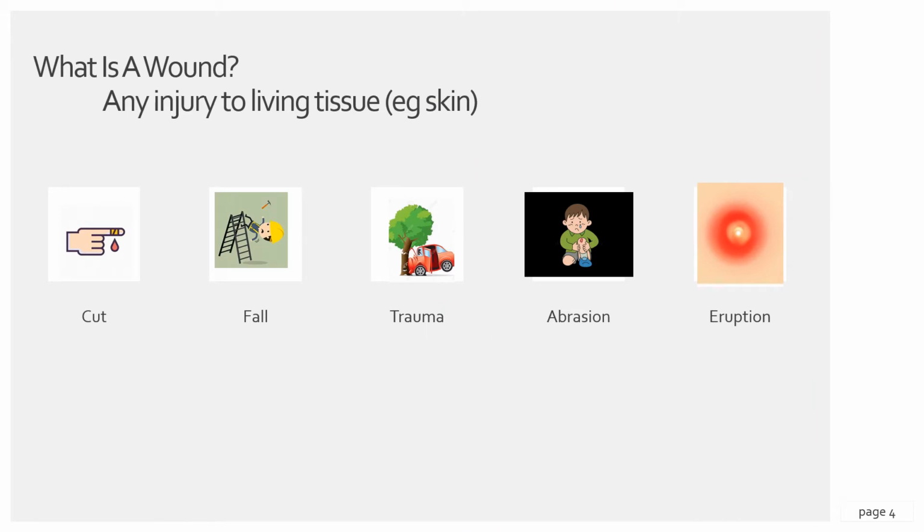Let's simply start with a definition. What is a wound? A wound is any injury to living tissue. It might be caused by a cut, even a surgical cut, a fall, trauma, any type of accident or abrasion, or an eruption like an abscess.